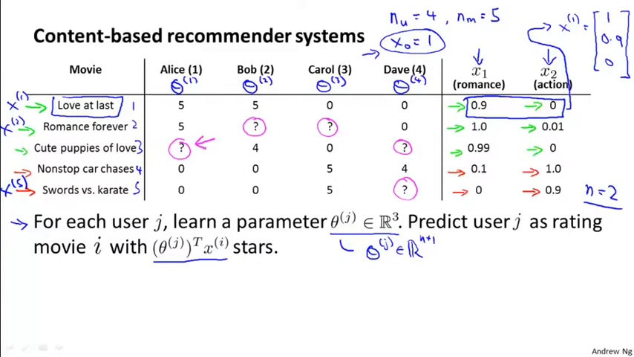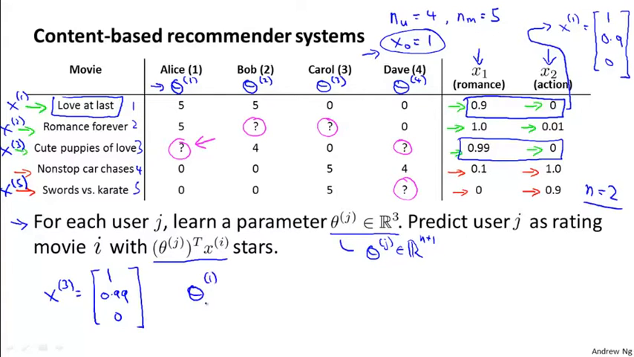So let's say we want to make a prediction for what Alice will think of the movie Cute Puppies of Love. Well, that movie is going to have some feature vector x3, where x3 is going to be equal to 1, which is my intercept term, and then 0.99, and then 0. And let's say for this example, that we've somehow already gotten a parameter vector theta 1 for Alice. We'll say later exactly how we come up with this parameter vector. But let's just say for now that some unspecified learning algorithm has learned the parameter vector theta 1 and it is equal to 0, 5, 0.